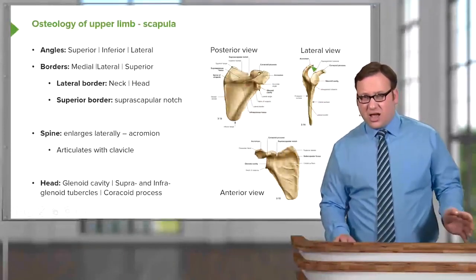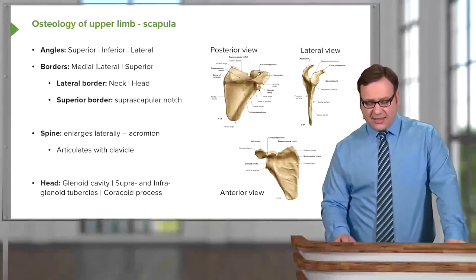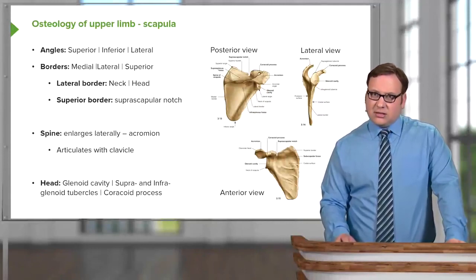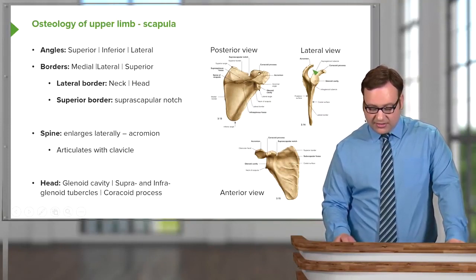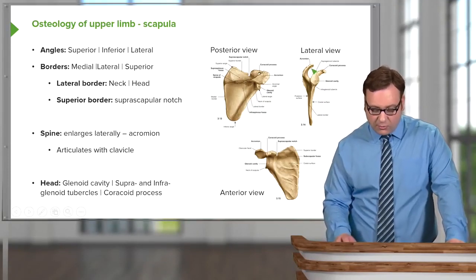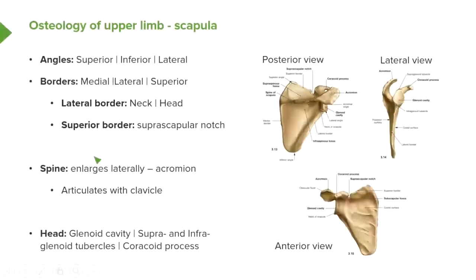And remember, in a few slides previously, we had the clavicular acromial ligament, a ligament attaching from the acromion to the clavicle, and we'll come back to that. So we've got the spine here of the scapula, and it articulates with the clavicle. If we look at the head in a bit more detail, then we've got the glenoid cavity. We can also see, if we look clearly here at this lateral view, here's the glenoid cavity. We can see we've got a supraglenoid and an infraglenoid tubercle.